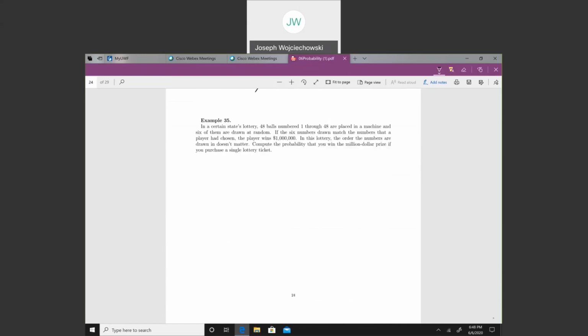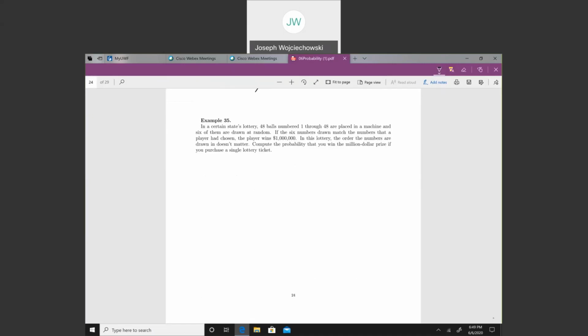In a certain state's lottery, 48 balls numbered 1 through 48 are in a machine, and 6 of them are chosen at random. If the 6 numbers drawn match the numbers that a player had chosen, the player wins $1 million. In this lottery, the order the numbers are drawn in doesn't matter, which tells us combination. Compute the probability that you will win the $1 million prize if you purchase a single lottery ticket.